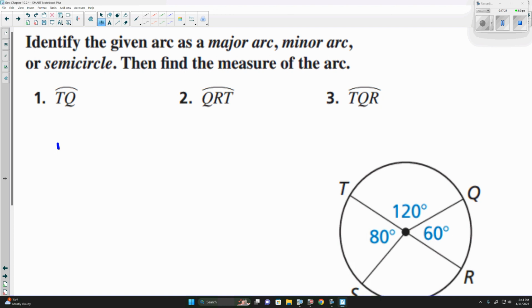Do we need to see another example of one of these? We can do these three and then we'll move on because I don't think we need to dwell on this too long. I think we're getting the hang of this, yes? So if we look at this here, TQ is 120 degrees because we're just going from T to Q. Now, will this be a major arc, minor arc, or semicircle? Minor.